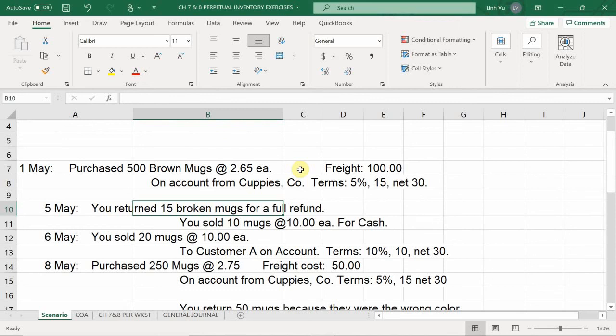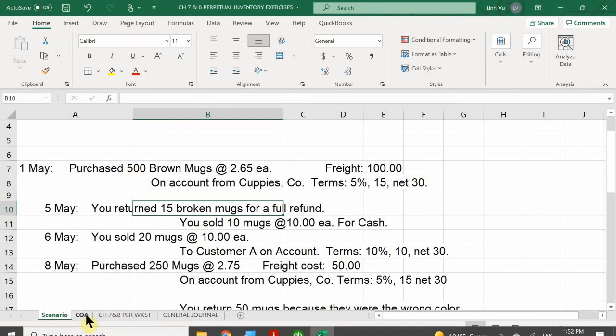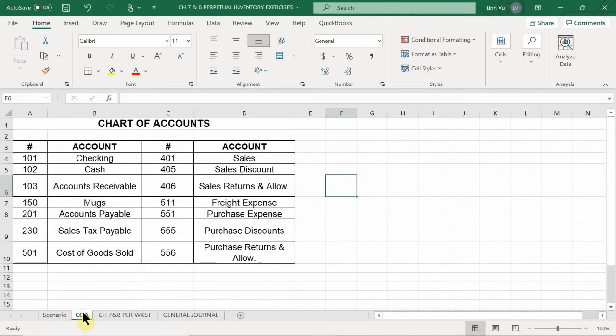On May 1st, we purchased 500 brown mugs at $2.65 each, with the freight costing $100. And it's going to be placed on an account from Cuppies Co. Terms are 5%, 10, net 30. Okay, notice this, we have a chart of accounts. So in this case, let's take a look at my chart of accounts.